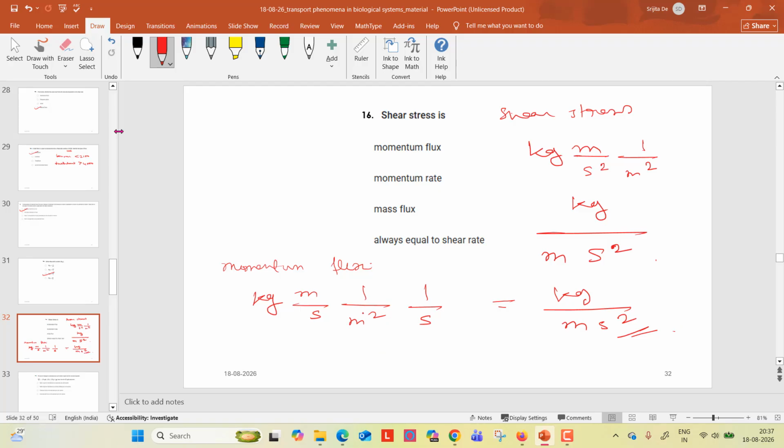What is momentum rate now if you check? So momentum rate is momentum, that is kg into velocity. Rate means per unit time. So it is kg meter per second square. No, the true is kg per meter second square. It is momentum flux, right?